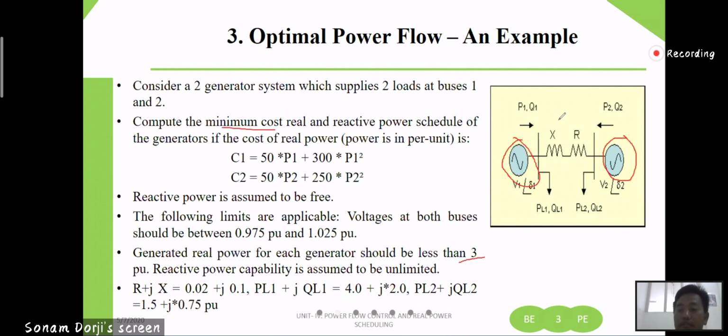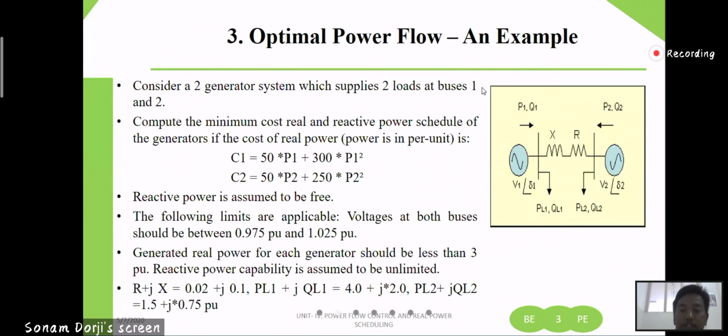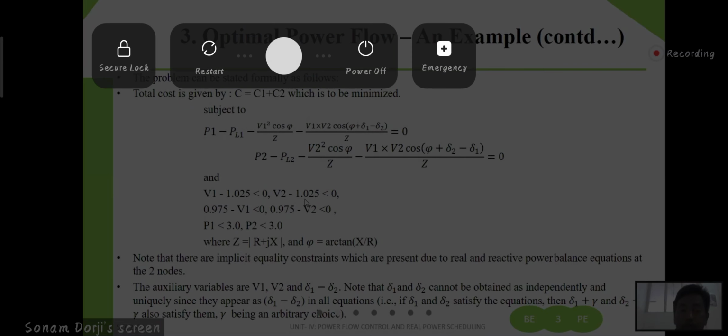And then here all values are given, R and X. R plus jX, where R is 0.02 and X is 0.1, and PL1 and QL1 have also been given here. Okay, all values have been given. Don't worry, they will be given. You cannot assume your own, but all values and conditions will be given. So based on these conditions, what we have to carry out is optimum power flow.